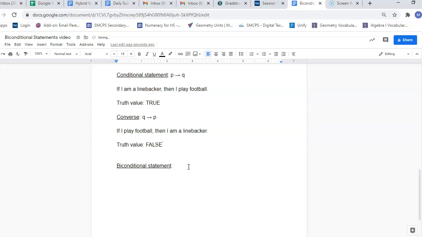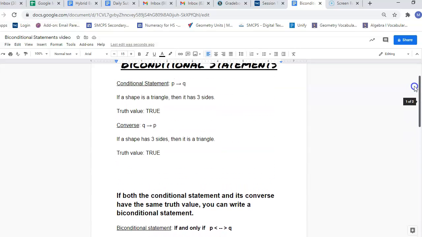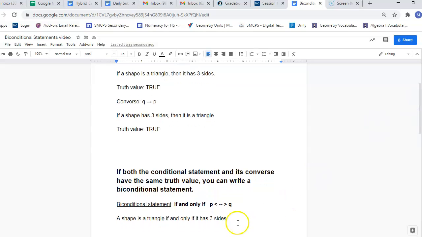For our biconditional statement, we cannot write one for this example. You cannot write a biconditional statement if the truth values for the conditional statement and the converse are different. The reason why we were able to write a biconditional statement up above is because the truth value for the conditional statement and the converse were the same. They were both true. So we were able to write our biconditional statement.